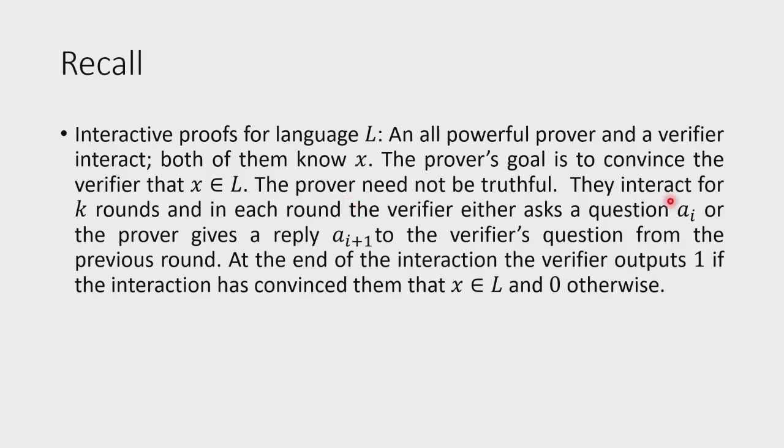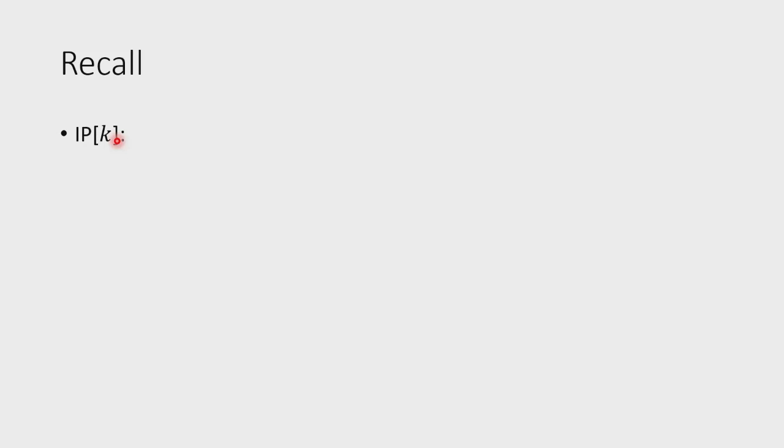What they do is they interact for k rounds, and in each round, the verifier asks a question a_i, and the prover gives a reply a_{i+1} to the verifier's question from the previous round. At the end of the interaction, the verifier outputs 1 if the interaction has convinced them that X is in L and 0 otherwise. For interactive proofs, we have a class IP[k]. Here k is a natural number.